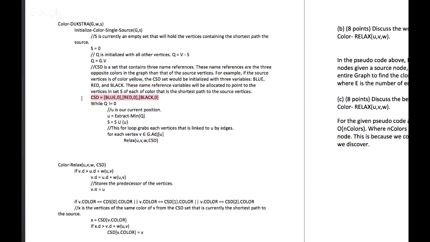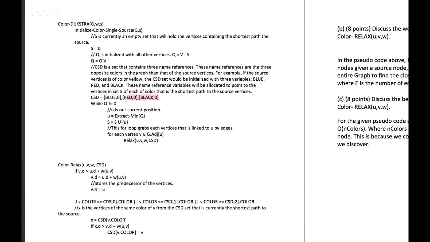Given a color, it will return the shortest, or what is known at the current moment as the shortest, color node away from the source vertex. So if we give it, for example, blue, it'll return the current node that we have stored that's closest to the source for the color blue.